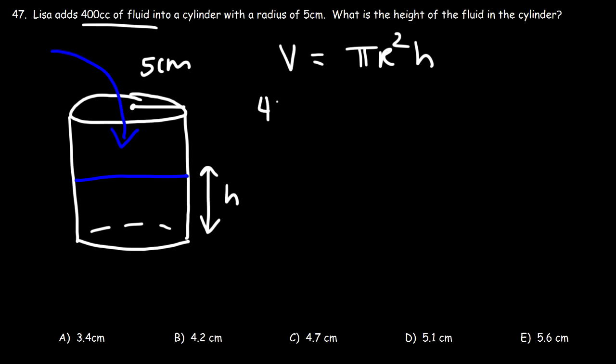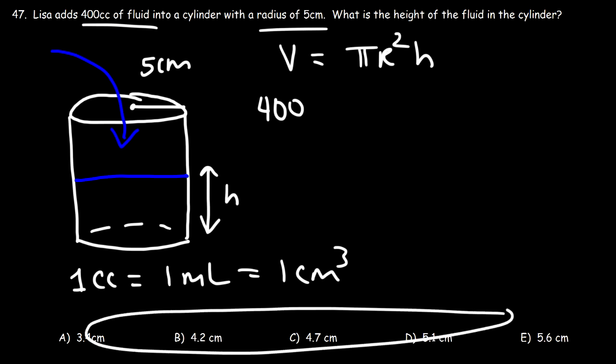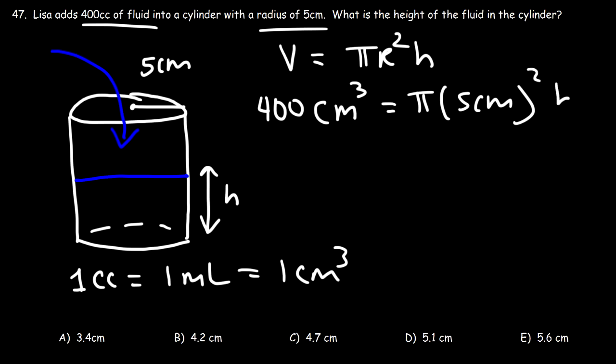So that's 400 cc's. Now you need to know that 1 cc is equal to 1 milliliter, and 1 milliliter is the same as 1 cubic centimeter. And the radius is in centimeters, and looking at the answer choices, the height is in centimeters. So we're going to say we have 400 cubic centimeters. R is 5. And now let's calculate H.